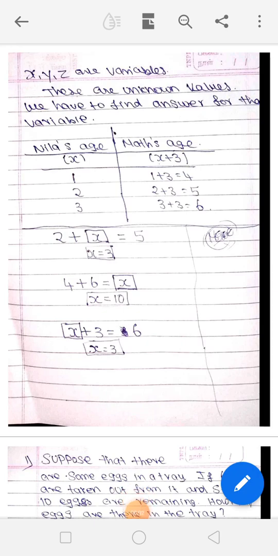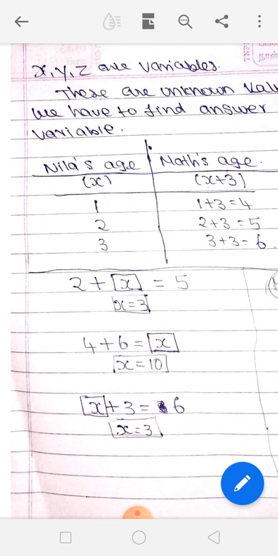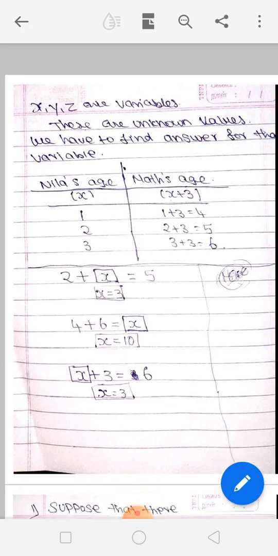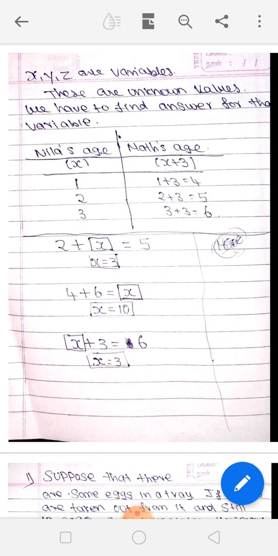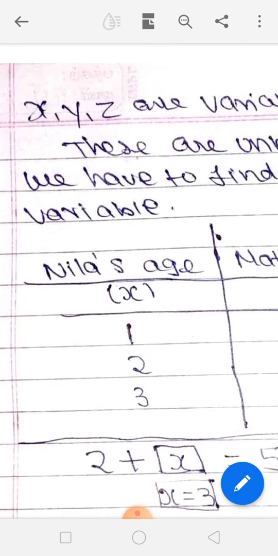Today we are going to talk about algebra. Algebra is one of the chapters in mathematics. Now I'm going to introduce new variables. So now we are going to another step. Look at the first line.